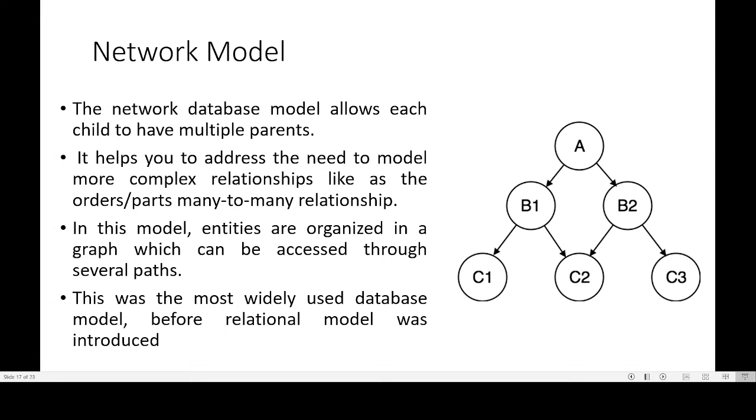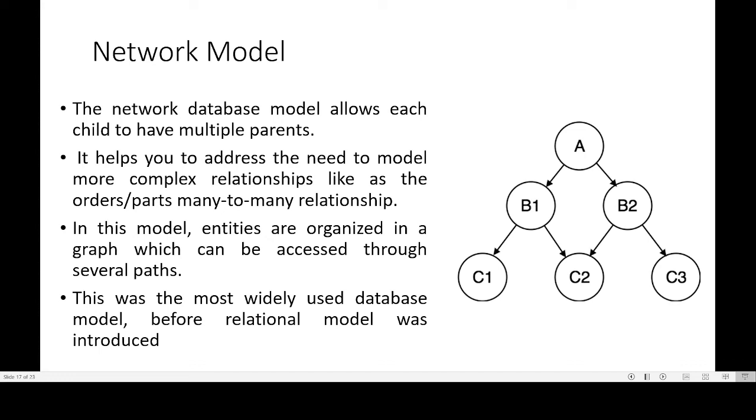Next comes the network model database. Here the data is arranged in the form of a graph. All the entities are organized in a graph which can be accessed through several paths. Here we can see that each child can have multiple parents also. See here, C2 has B1 and B2 as parents. So in this model, as I said, the data is organized in a graph. This was the most widely used database model before the relational model was introduced.